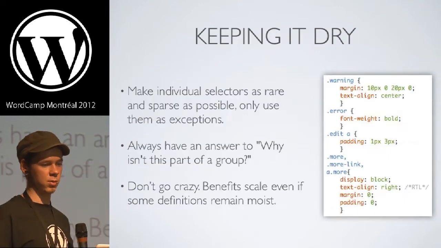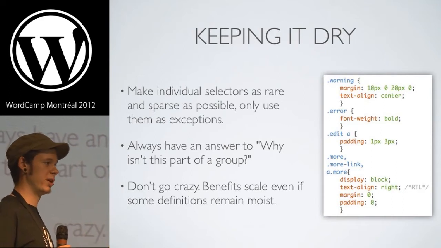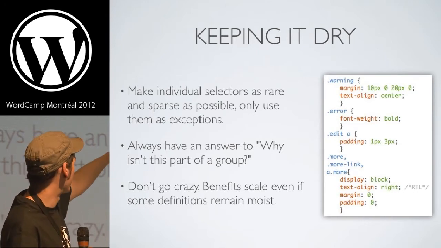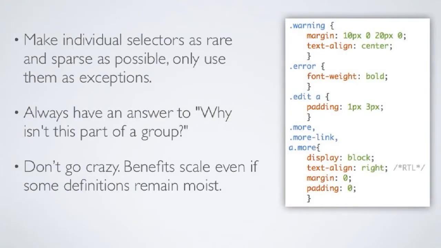Right. So, keeping it dry, what are we thinking about as we're making these dry groups and deciding what should be a group and what should be left as exceptions? So, individual selectors, anything like dot warning, you want to make it as rare and sparse and use it only when you have to and treat it as an exception. The question you have to ask yourself is, why isn't this part of a group? Like when I have dot error and it's font weight bold, I need to say to myself, why is that dot error and not something more general? Why isn't that part of a more global group? Because I might be wasting my time and there might be something that would be better off changing altogether, if there's other things that are bold for the same reason.